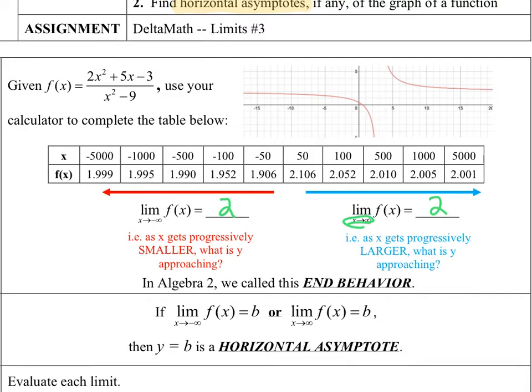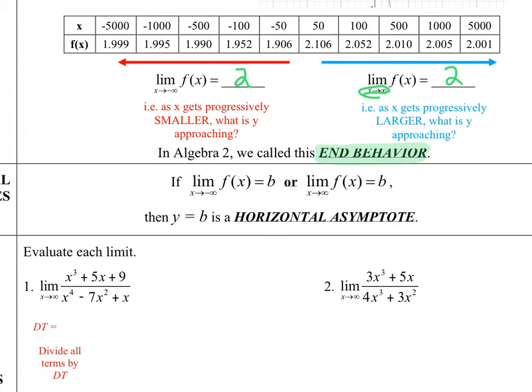In Algebra 2, we talked about this and called it end behavior, and it connected what a horizontal asymptote was to a graph. What we're going to be doing now is look at a calculus definition of what a horizontal asymptote is and how limits relate to it. So the limit as x approaches negative infinity, if we settle in on a particular value, or as x approaches positive infinity, if we settle in on a particular value, then that y value is our horizontal asymptote.